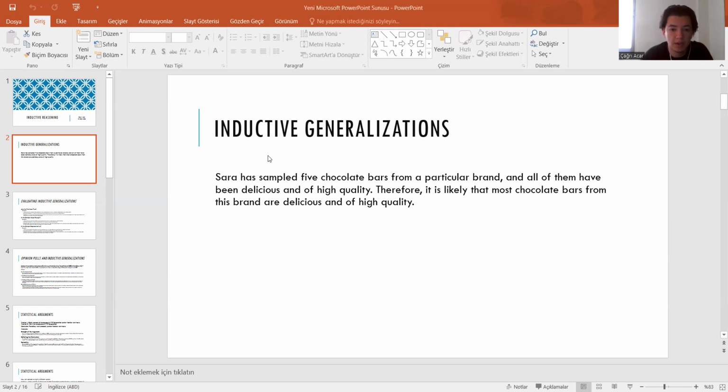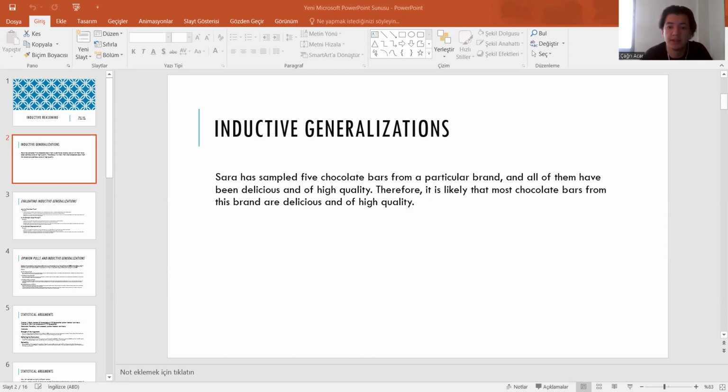There is an example about it. Sarah has sampled 5 chocolate bars from a particular brand, and all of them have been delicious and of high quality. Therefore, it is likely that most chocolate bars from this brand are delicious and of high quality. In this example, the sample population is the 5 chocolate bars Sarah has sampled, and the population as a whole is all chocolate bars from the specific brand.